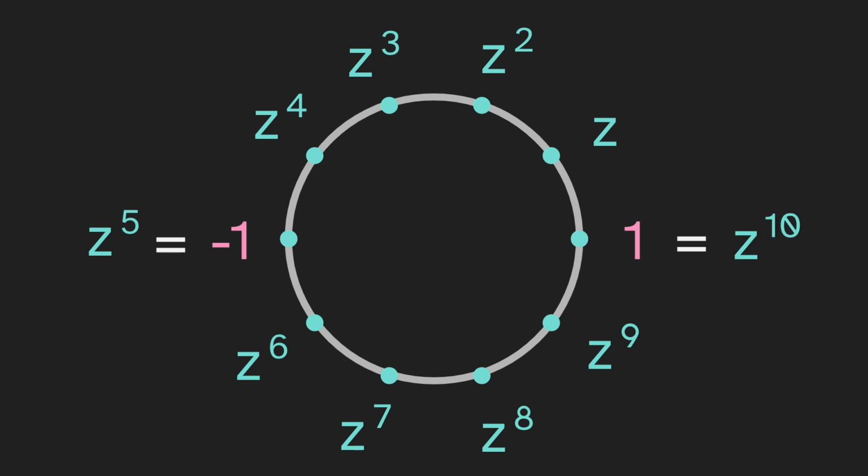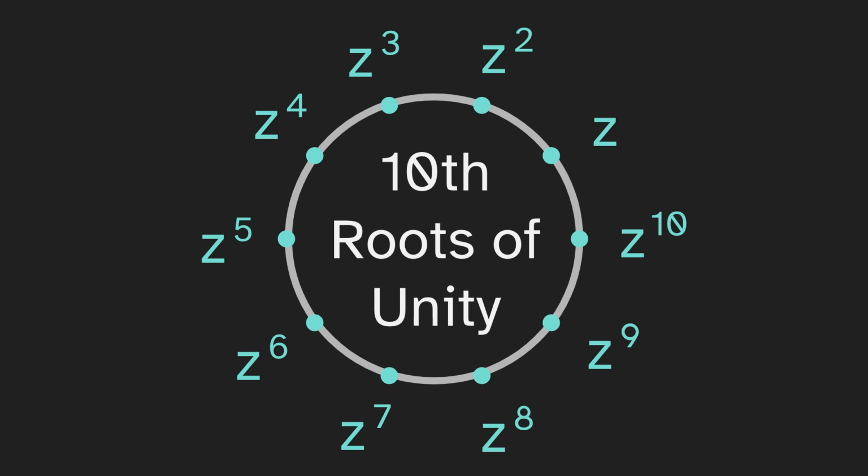Now let's add some more points. So if we go 1/10 of the way around the circle, we reach a point that we'll call z. And then another 1/10 gives us z squared, and then z cubed, z to the 4th. z to the 5th is halfway around. It equals -1. And then we can continue adding these points until we arrive at z to the 10, which equals 1. So we have these 10 points, and these are called the 10th roots of unity. They're 10 evenly spaced points around the circle.